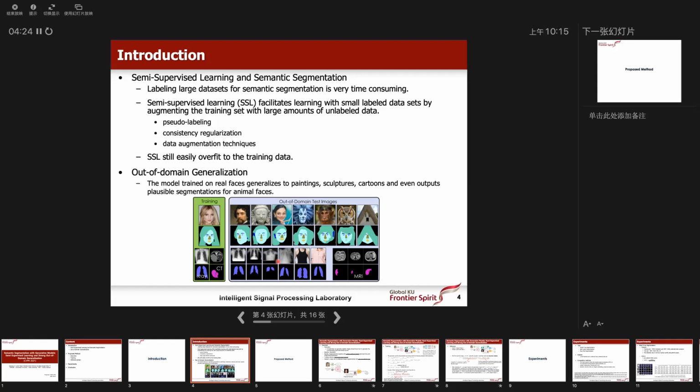Here are two examples for out-of-domain generalization. In the first one, we train a model with face images and their labels. And we test it on out-of-domain test images, for example, paintings, sculptures, cartoons, and even animal faces. We want to realize high performance on these out-of-domain test images and get the segmentation result of these test images.